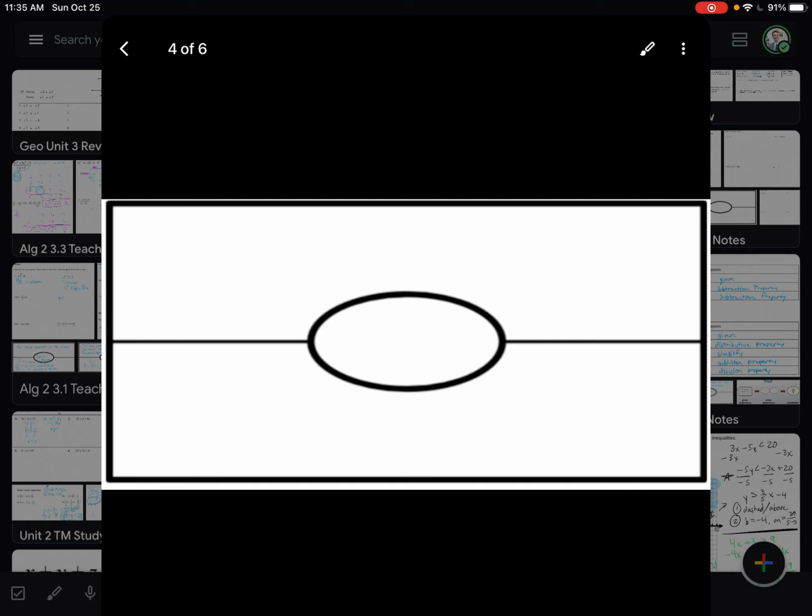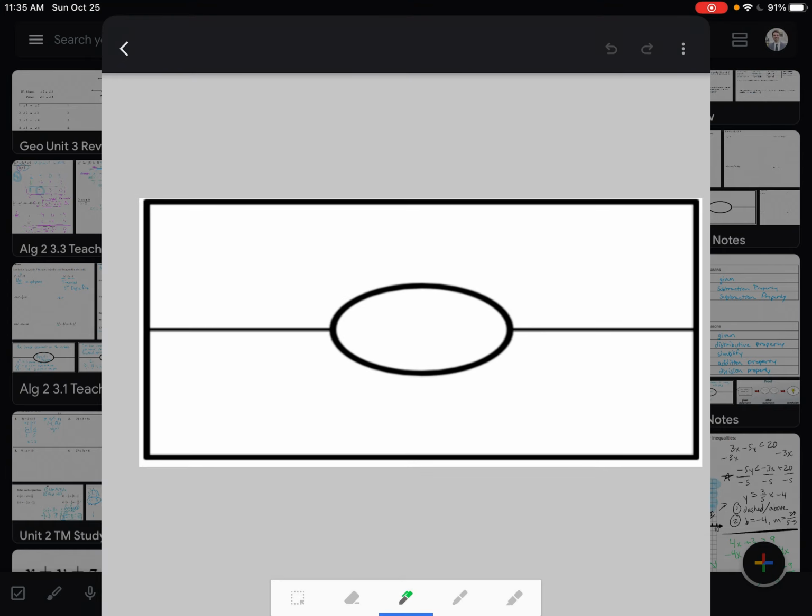So the first term that we are going to take a look at is GCF, or greatest common factor. And the GCF is the largest term each part of an expression is divisible by.